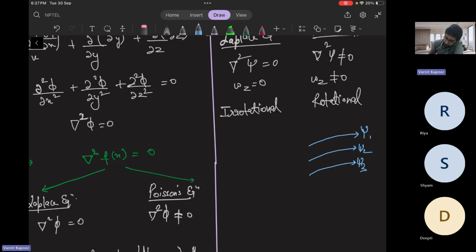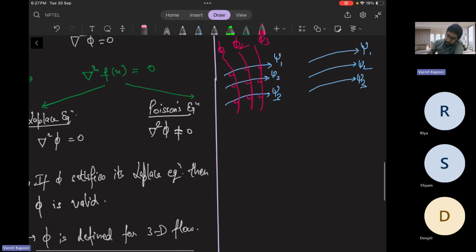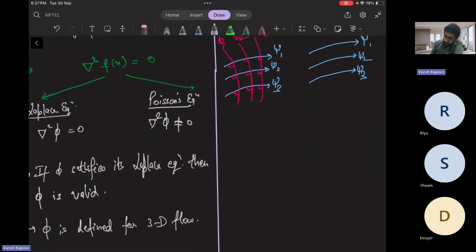But if my flow is irrotational, then first of all I'll draw the stream functions, psi1, psi2, psi3. But this time I'll draw potential functions as well, phi1, phi2, phi3. And this gives us nothing but a flow net. And both of these are perpendicular. Okay, so this is nothing but your flow net.